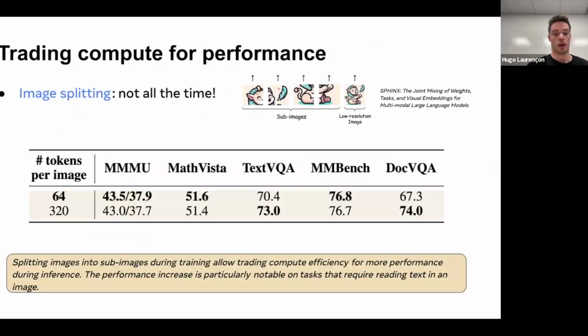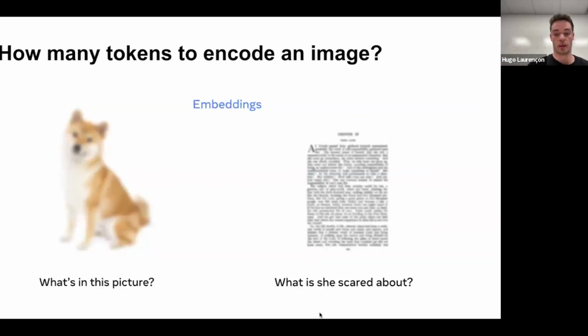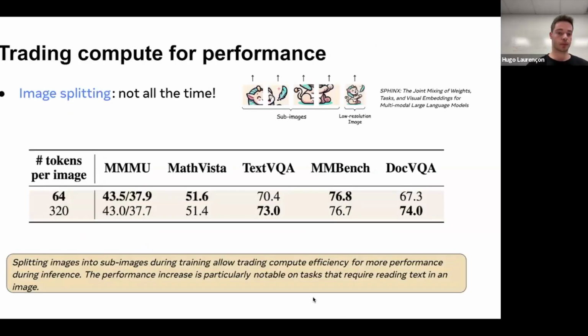So maybe you don't need the same number of visual tokens for all tasks. Maybe for some tasks, you need a very small number of tokens. It's fine with it, and it will be more efficient at inference. And maybe for others, for example, document understanding tasks, you will need a lot of tokens. So this is why we try to show this with the image splitting strategy. This image splitting strategy was, for example, introduced in several papers like uReader or Sphinx.